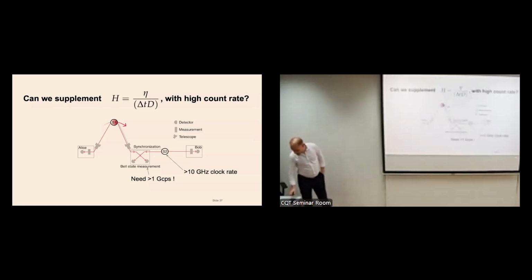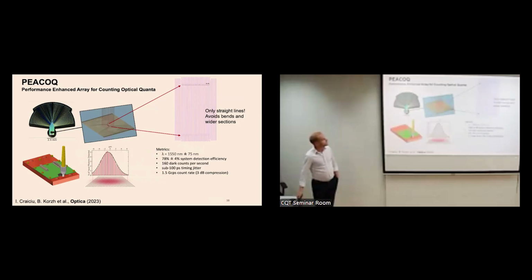Another thing that we're working on a lot is increasing the count rates of these detectors. If you did want to do, let's say, entanglement swapping with satellites in the future, with really high clock rates, you really need to get to the gigacounts per second rates on the ground. The way you do that is you need to actually make arrays of SNSPDs. One single detector so far can only count at maybe 10 to 100 megacounts per second.